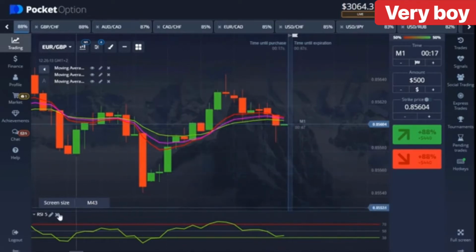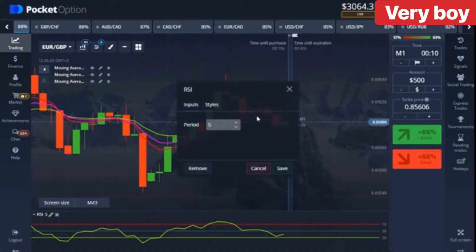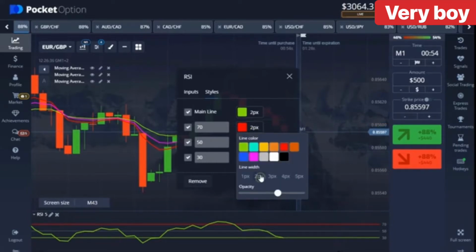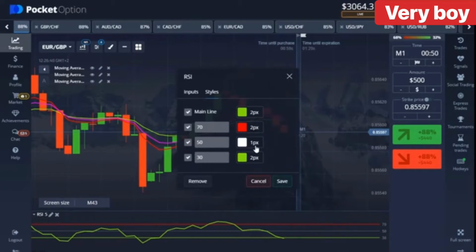The last indicator we have is the RSI. Here we have a setting with a period of 5. I changed the main line to green, 2 pixels. The overbought level line I changed to red, also 2 pixels. The middle line, which is the 50, I didn't change because it wasn't important; that is not what I'm looking at. I'm only working on these two, with the oversold level green, also 2 pixels. So that's pretty much all I did.